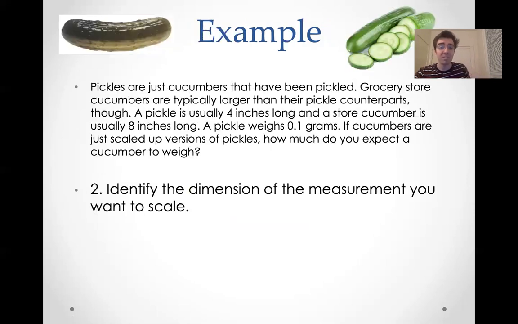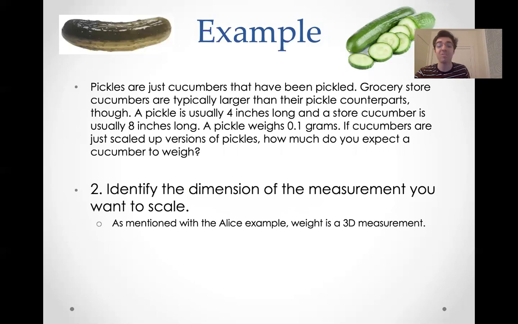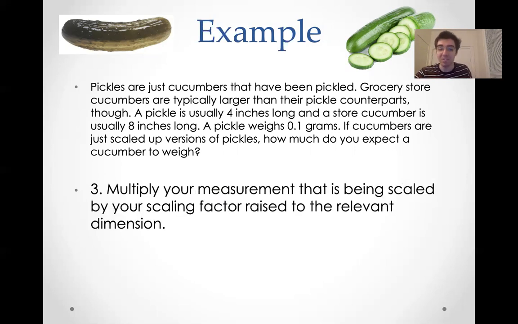Step 2, identify the dimension of the measurement you want to scale. We are trying to scale up the weight from the pickle to the cucumber. As mentioned in the Alice example, weight is a 3-dimensional measurement. Done. Okay, that's it for step 2. And now we just need to take that measurement that's being scaled and multiply it by the scaling factor raised to the relevant dimension.